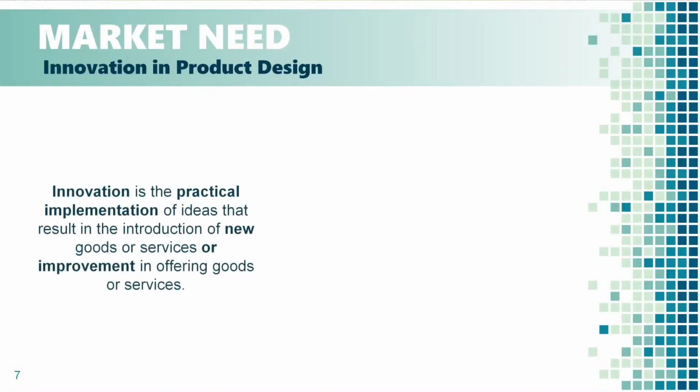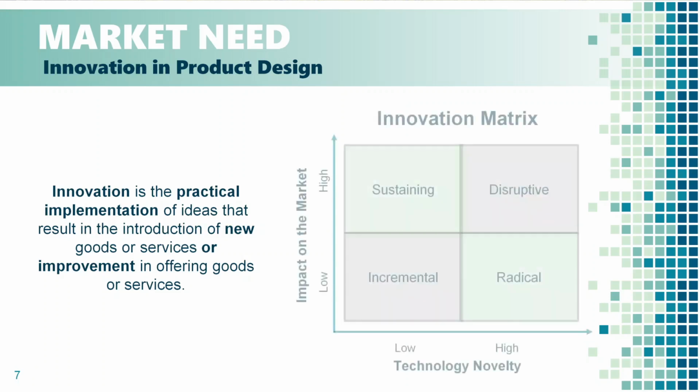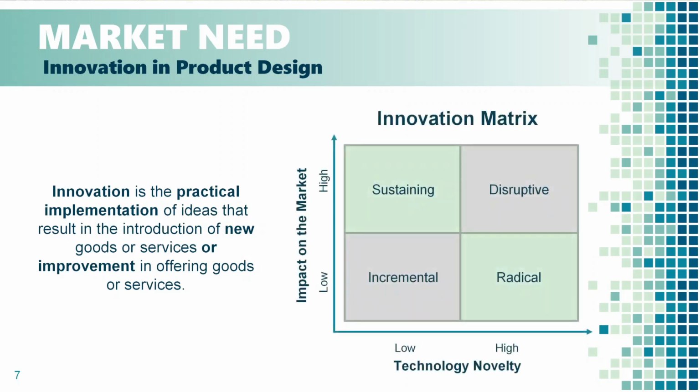The degree of novelty of a product can also be seen from the perspective of innovation, which means the practical implementation of new ideas. Each product we design is innovative to some degree and, as a result, has a measurable impact on the market. By plotting the technology novelty and the market impact on a graph, we can categorize our products as belonging to one of the 4 groups.